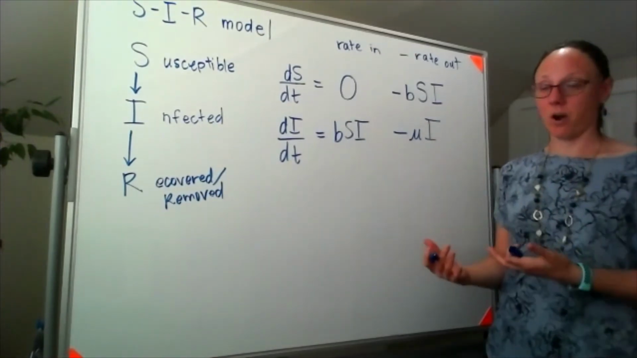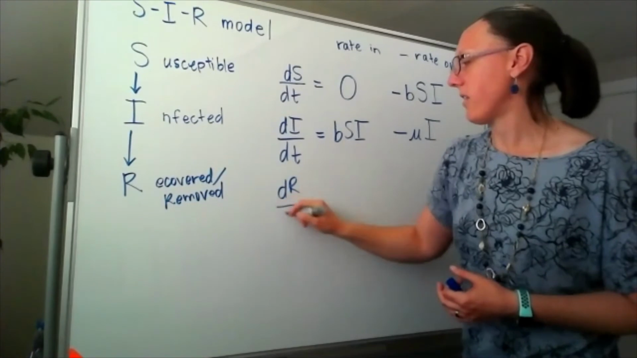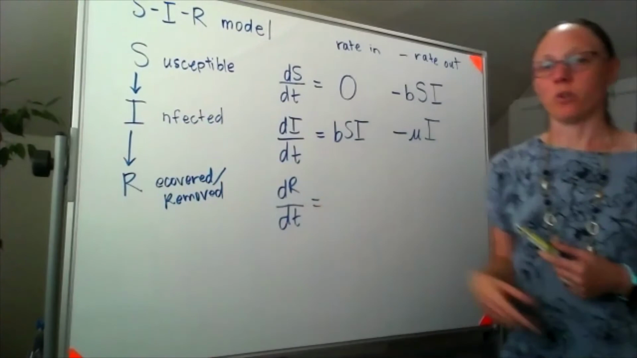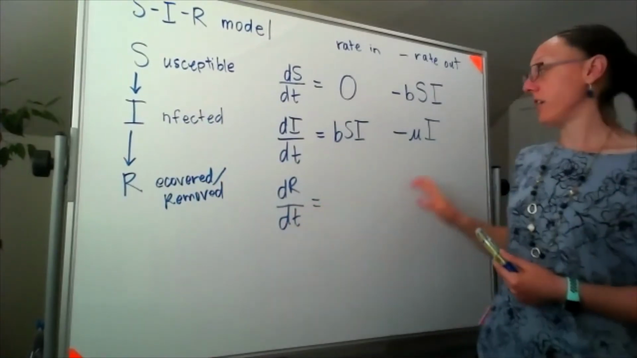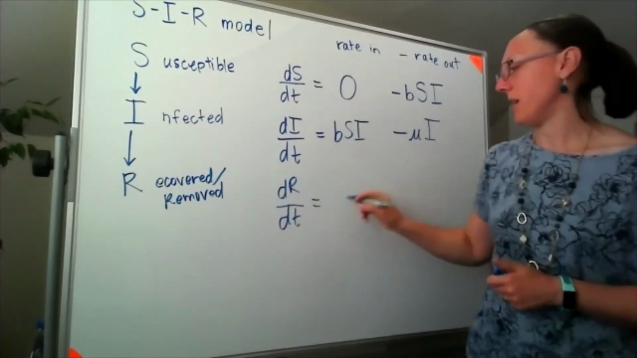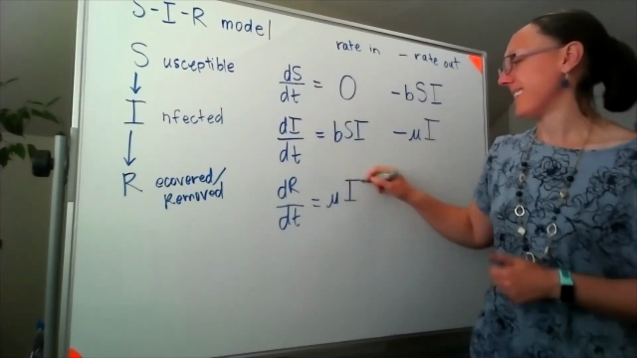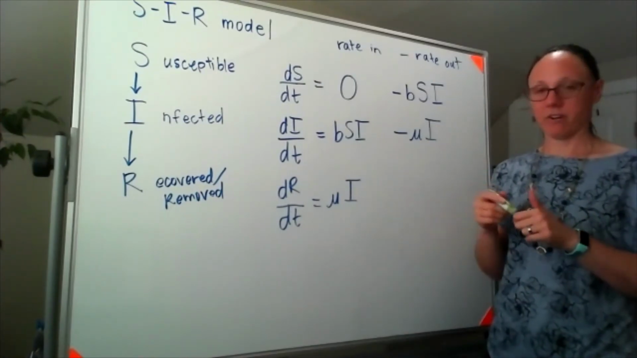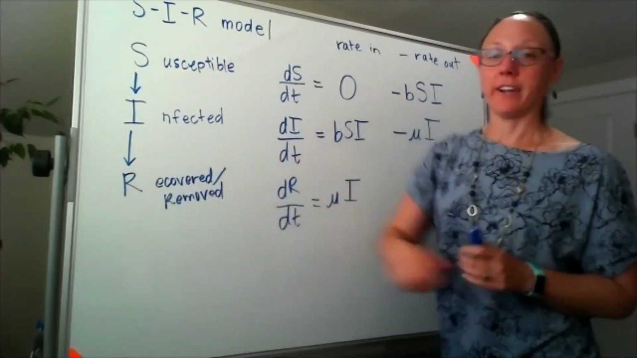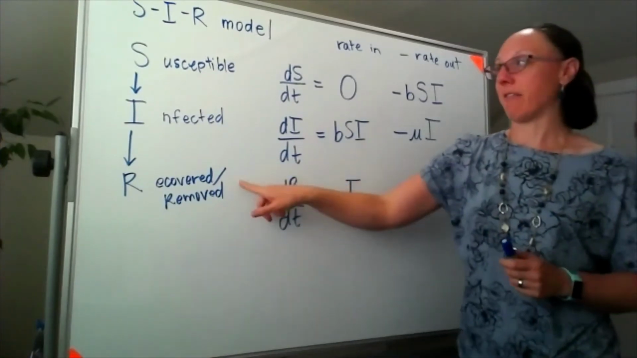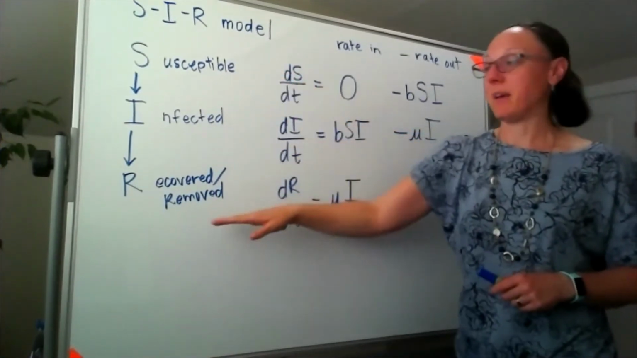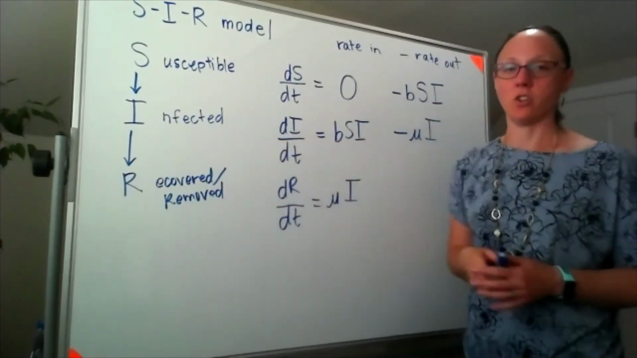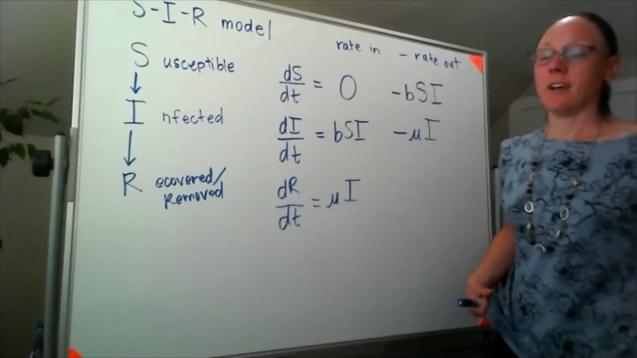And then that last part is our dR/dt. What's coming in to our group that is recovered or removed is this group right here, meaning that's going to equal mu times I. There is no rate out for my recovered individuals. We're assuming that once you're here, you stay there. You don't ever become susceptible again. And because you've recovered, we assume there's some level of immunity and you're not going back into the pool of infected individuals.